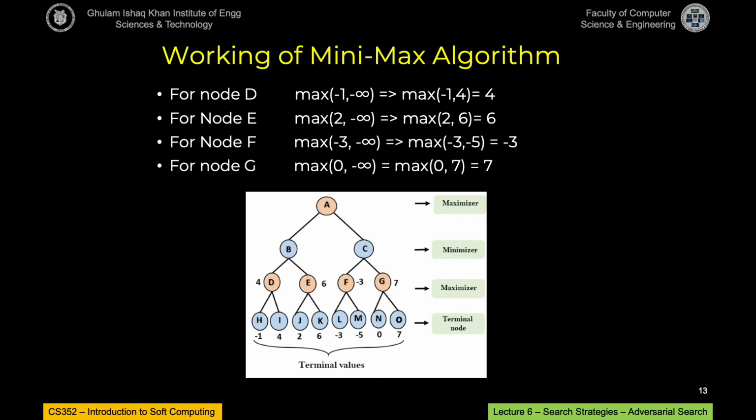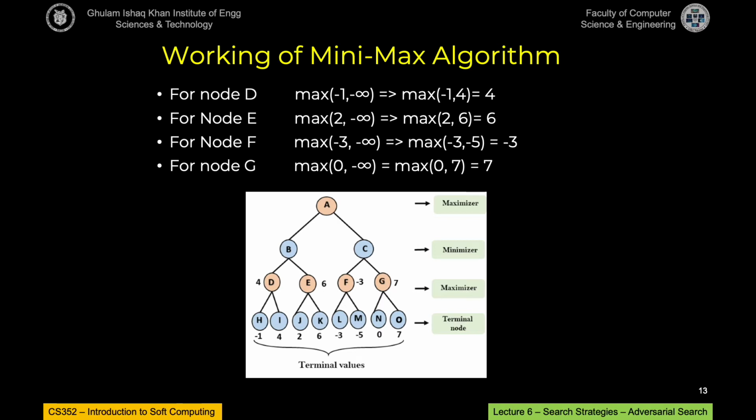So for node D, the first thing is to find the maximum between the value of H and the value of D, which is -∞. So the higher value is -1. The second step, we find the maximum value between -1 and 4, which is the value of node I, as you can see in the figure. And the higher value between -1 and 4 is 4, so maximizer will choose the value 4 for node D.